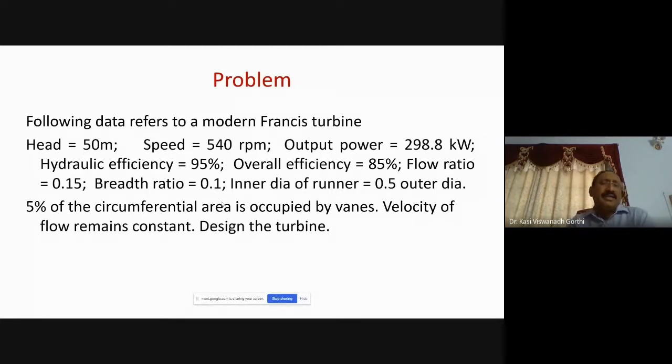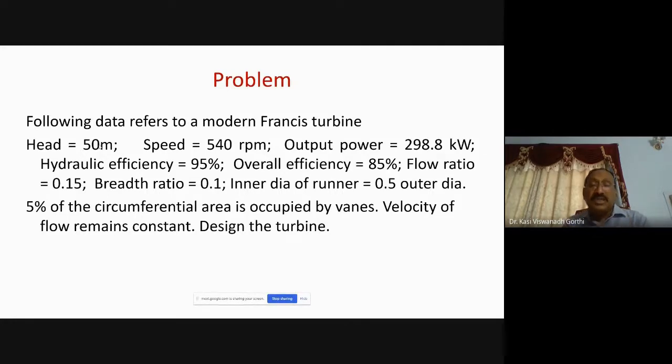So in this present case, you have a modern Francis turbine, which is a reaction turbine, which is a medium head turbine with a head of 50 meters, speed 540 rpm, output power 298.8 kilowatts. So what is given? H is given, speed N is given, output power P is given. P, H and N, three major things which are required for the hydraulic design of the turbine runner, are known.